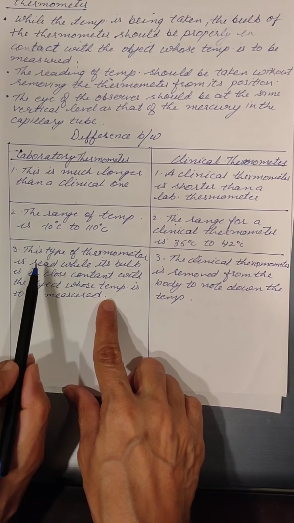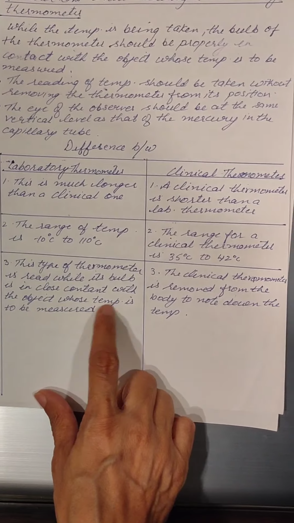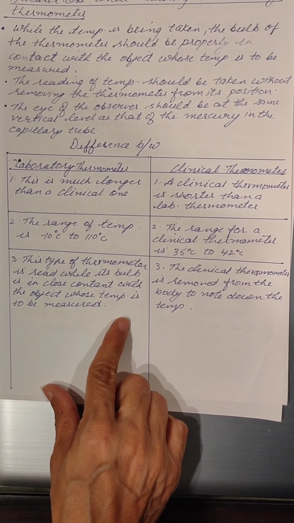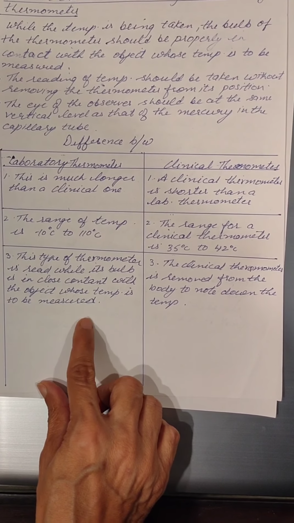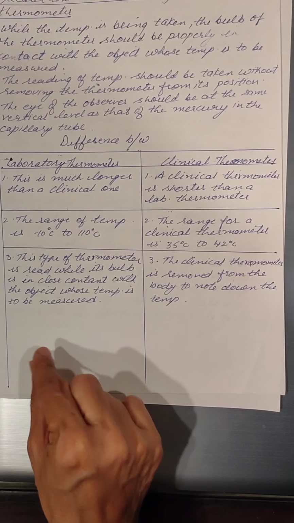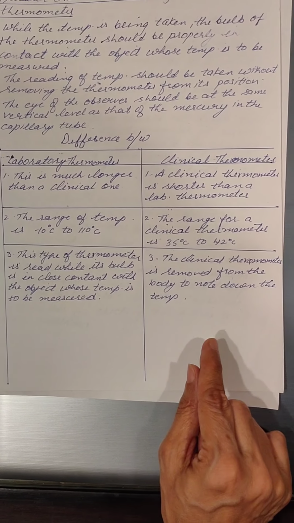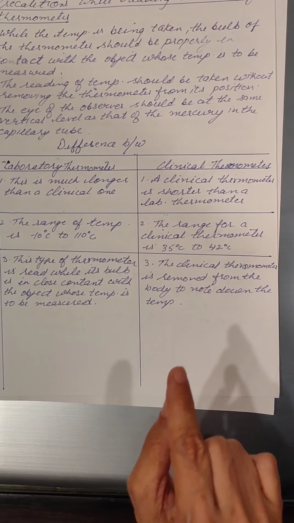Laboratory thermometers are read while the bulb is in close contact with the object whose temperature is to be measured. It means we should not remove the thermometer from the object until we take the reading. Whereas a clinical thermometer is removed from the body to note the temperature.